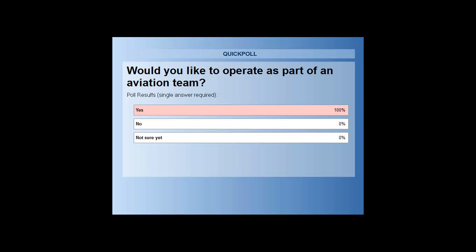So I have one more question for you. Would you like to operate as part of an aviation team? Yes, no, not sure yet. Okay, close it, share, and 100% of you say yes. Well, that's good. I'm glad to see that you have seen the light.